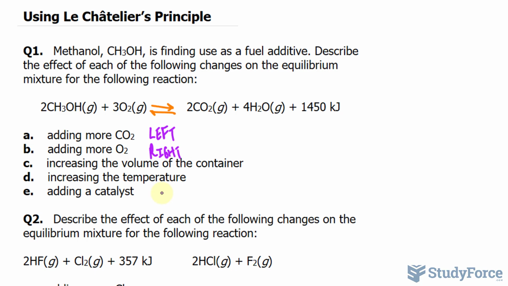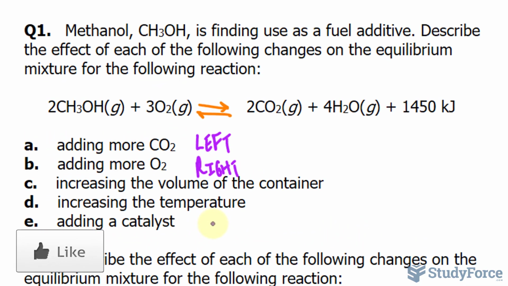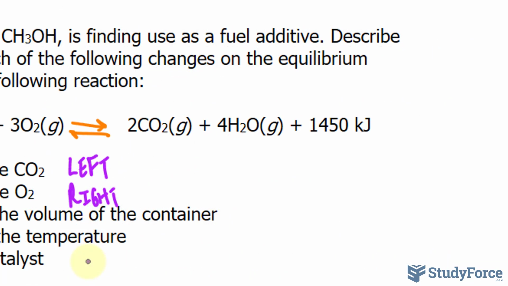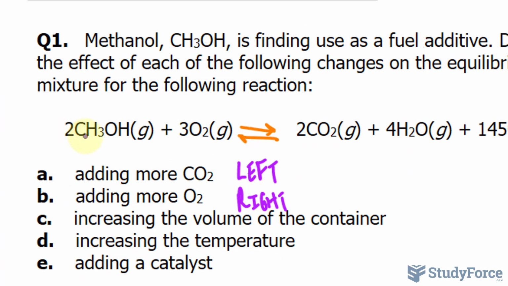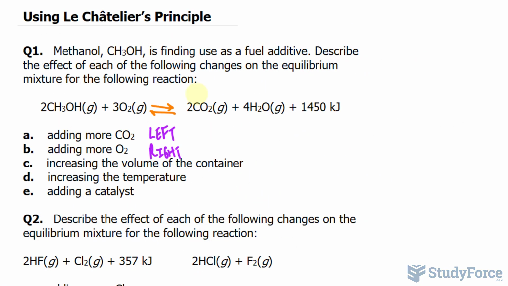Increasing the volume of the container. When we increase the volume of the container, the equilibrium will shift in the direction where there are greater number of moles of gas. And let's take a look. We have 6 moles here in total, and we have 5 here. Because 6 is greater than 5, it will go towards the right side of this equation. So we'll shift to the right.